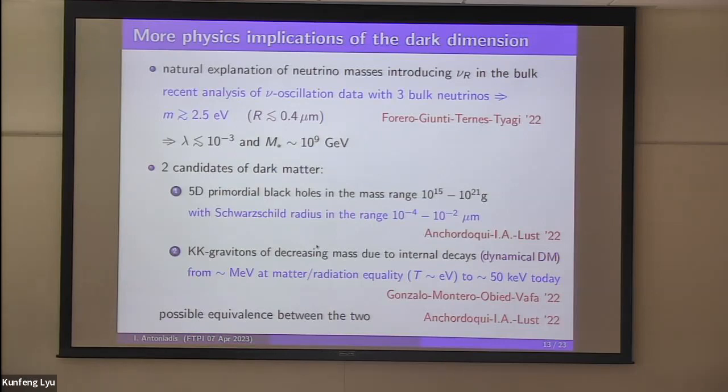The observation is that because of the internal decays, the mass of the dark matter peaks around a scale which decreases due to the decay, from the time of matter-radiation equality, from MeV at this point, to 50 keV today. So this can realize this proposal of dynamic dark matter.